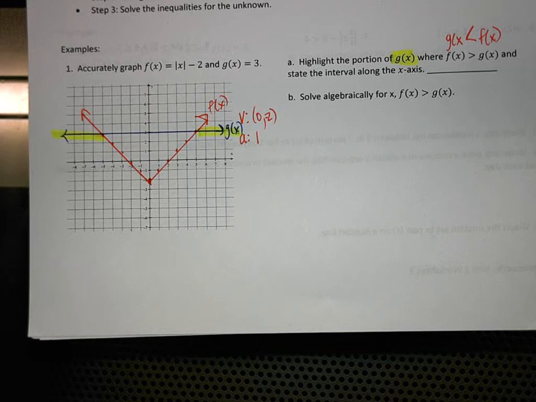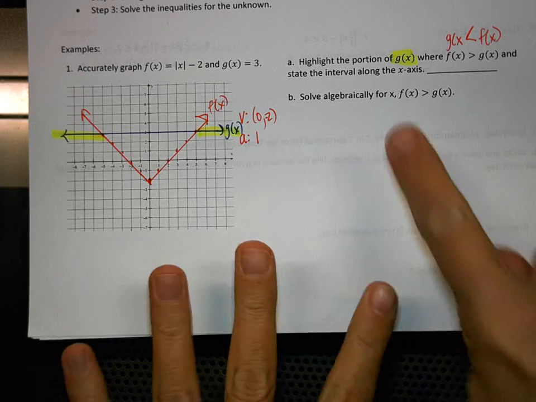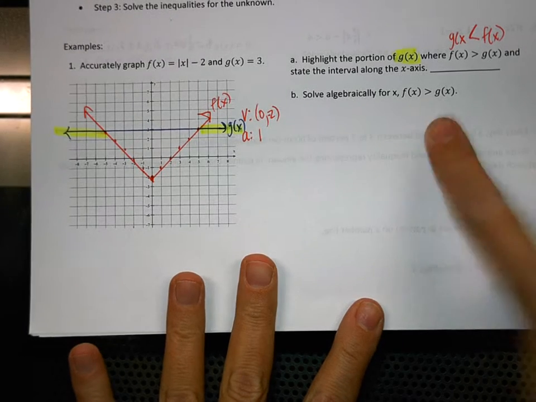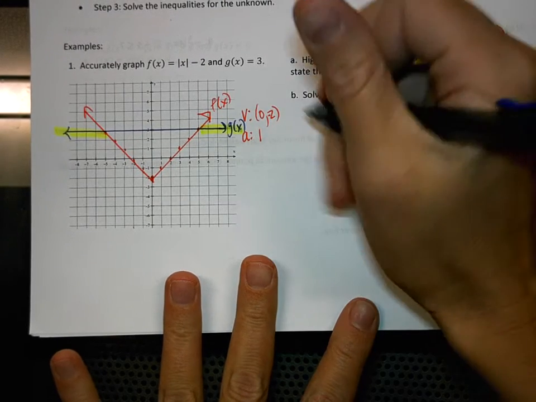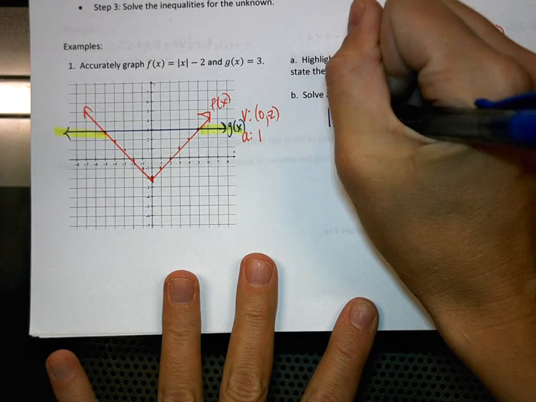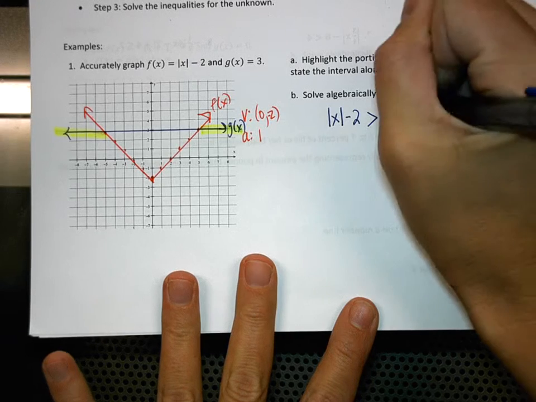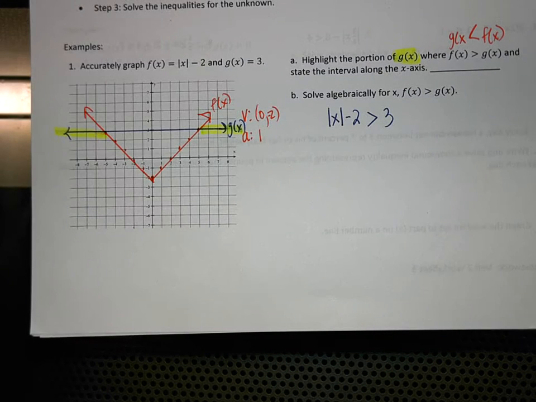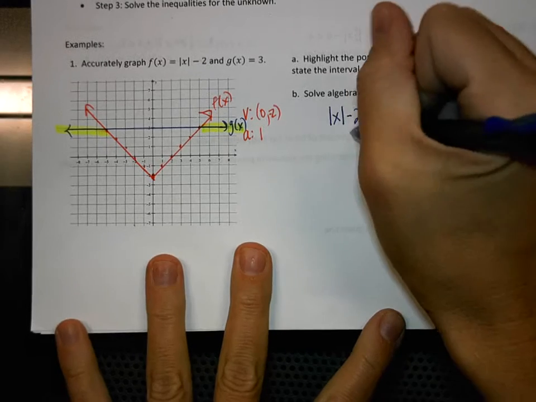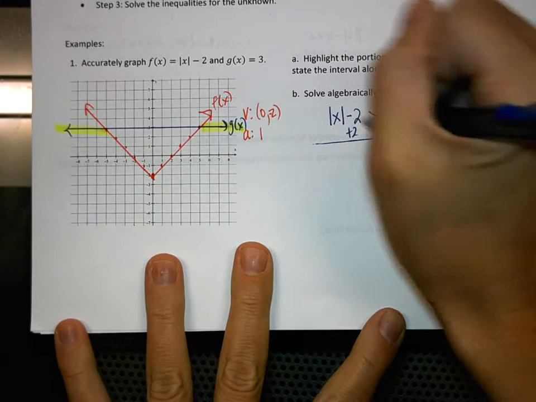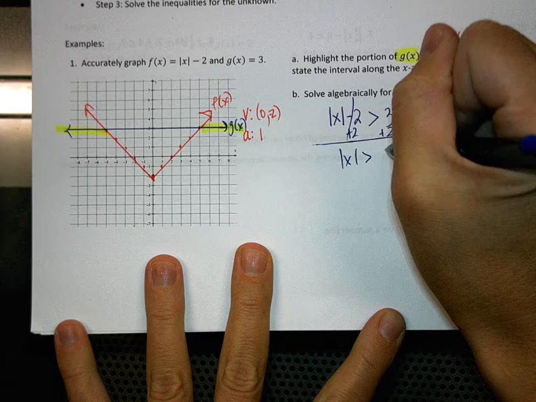Okay, so let's solve it algebraically so we can see what happens there. It says that we're going to write this as f of x is greater than g of x. So if we write our equation, we have the absolute value of x minus 2 is greater than 3. Okay, and then what would we do to solve this? Good. Add 2 to both sides. And so we have the absolute value of x is greater than 5.